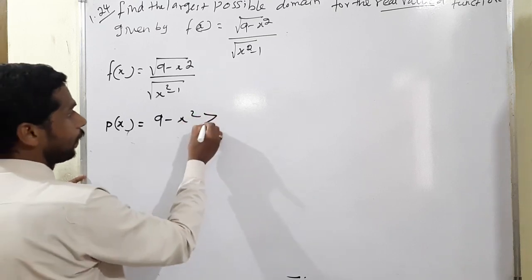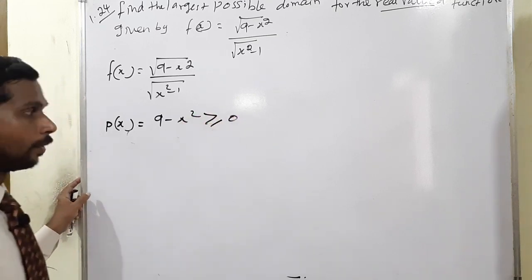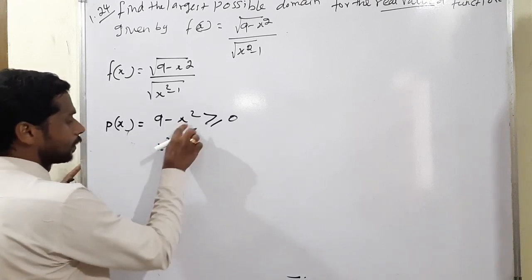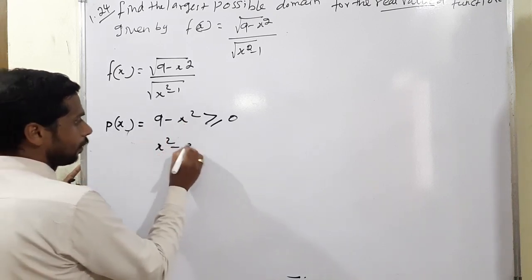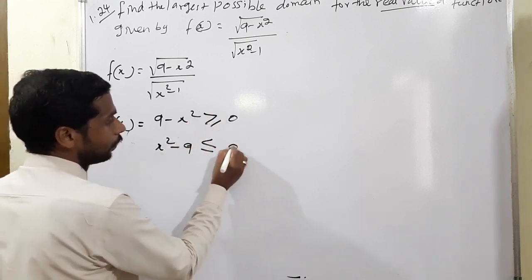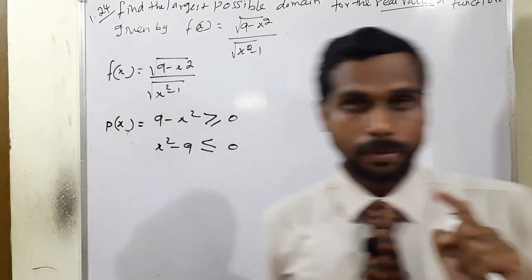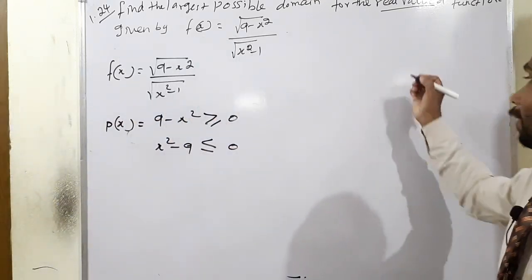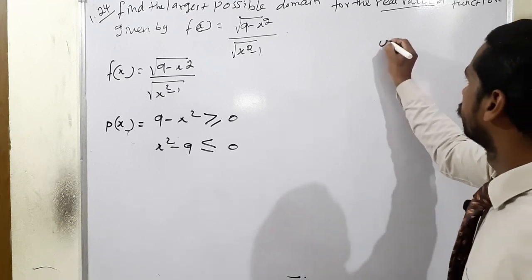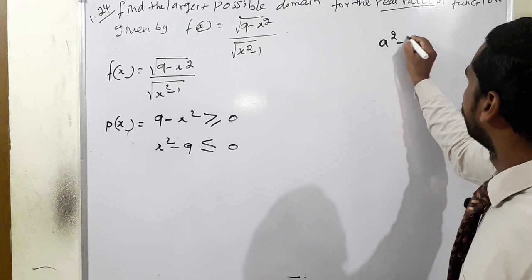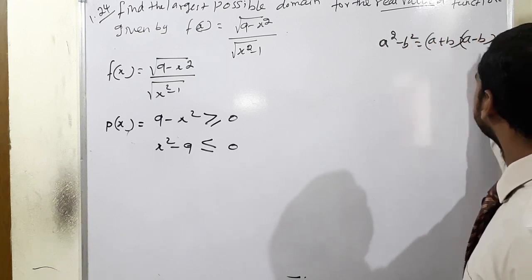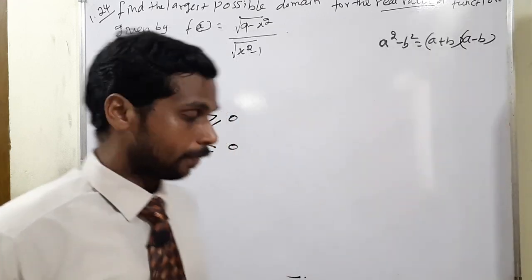Positive value means definitely we can say greater than or equal to 0. If you interchange the sign, what will happen? Minus x square converts to positive, plus 9 or minus. Therefore, the inequality symbol also converts to less than or equal to 0. Already we know the 9th standard formula: a square minus b square means what? a square minus b square means a plus b into a minus b, isn't it?